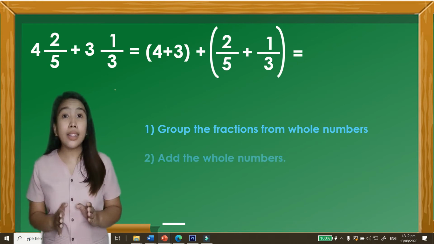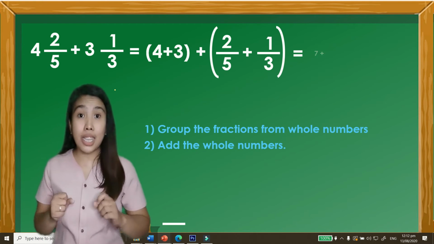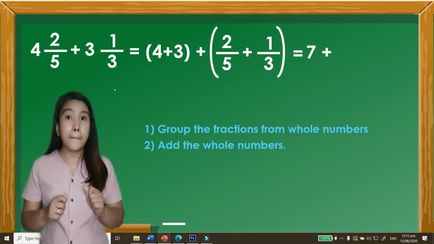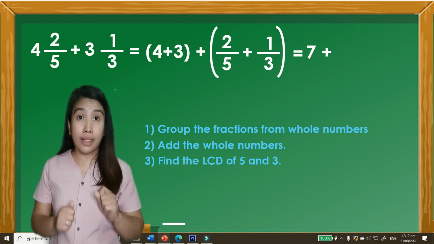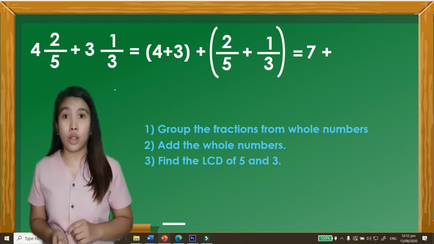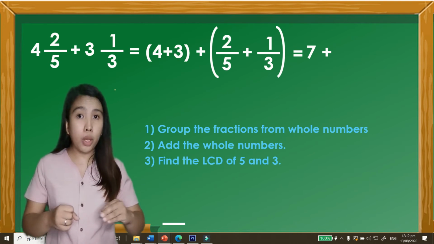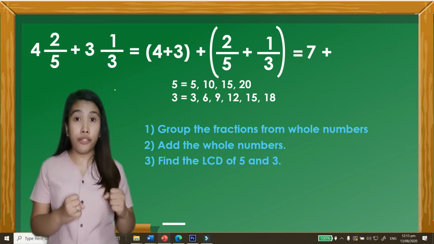And then add first the whole numbers. 4 plus 3 is equal to 7. Plus, find the LCD of 5 and 3. So what is the LCD of 5 and 3? Using the listing method, we list down some multiples of 5 and at the same time the multiples of 3.